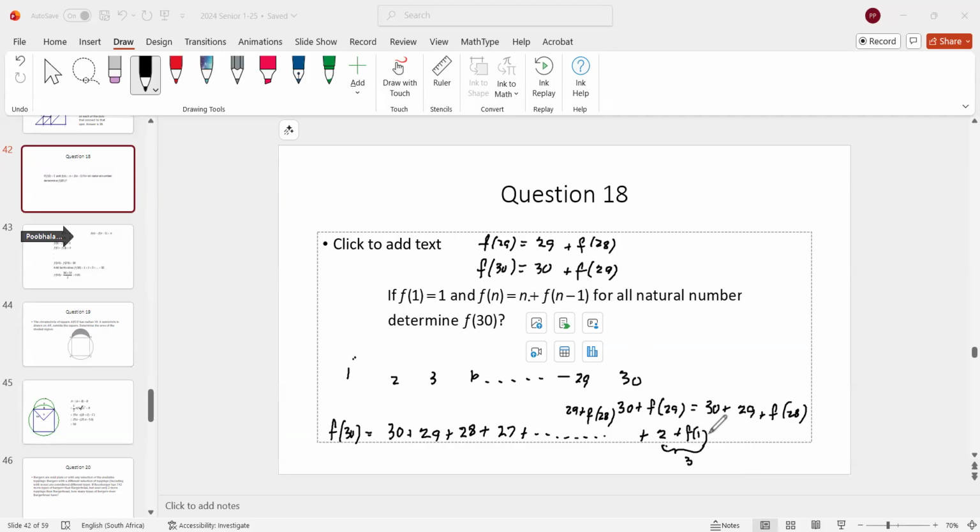Or otherwise, you can put f of 1 is just 1. Don't have to add this thing up. So you eventually come down to f of 1, which we know. So f of 30 is just nothing else but 30 plus 29 plus 28 all the way to 1, because f of 1 is 1.